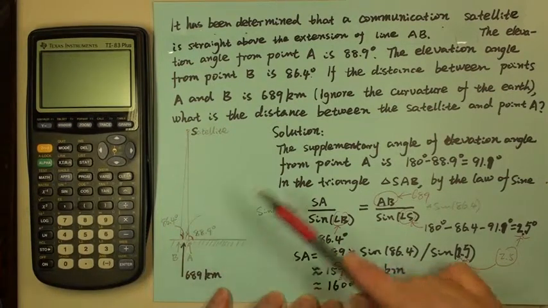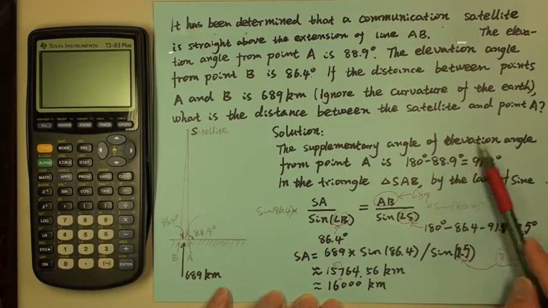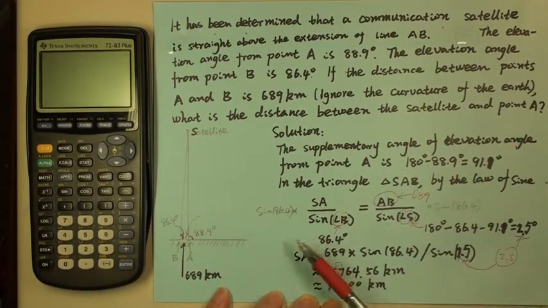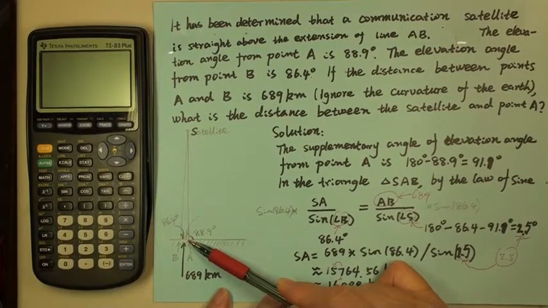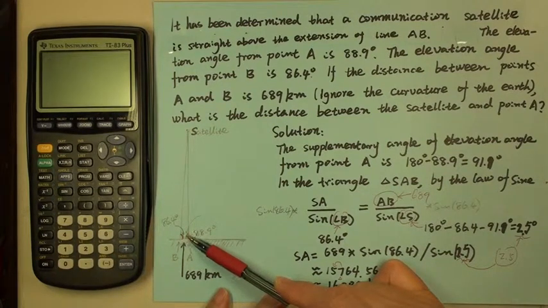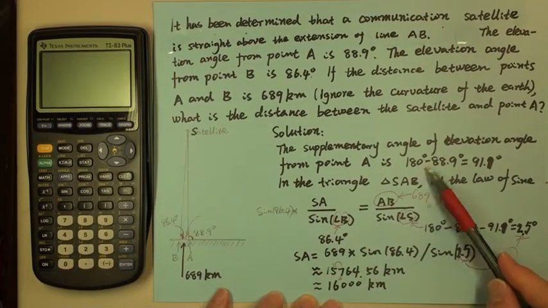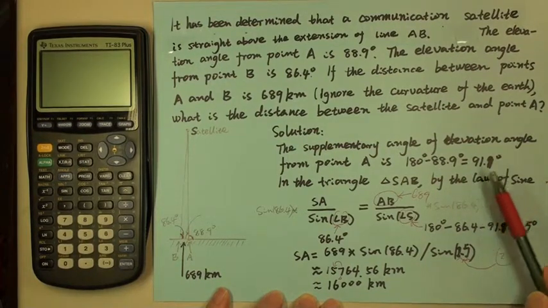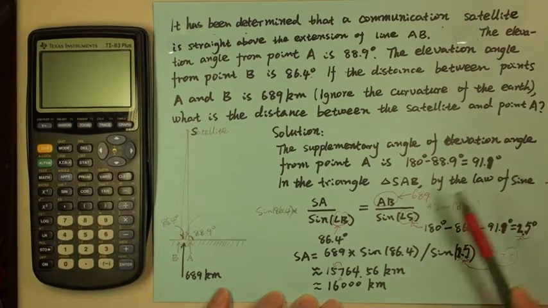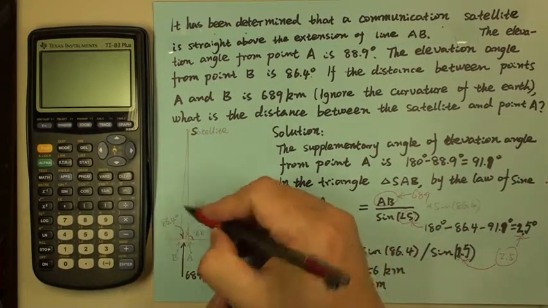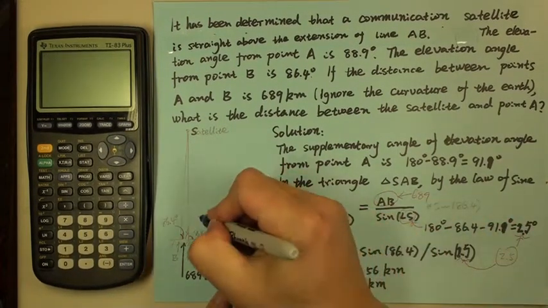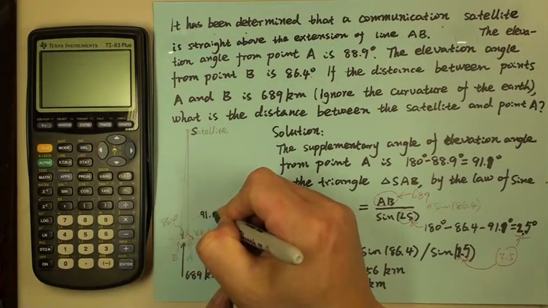Now look, the supplementary angle of the elevation angle from point A is what? This angle is 88.9, then this angle is 180 minus 88.9, which is 91.1 degrees. So you may put 91.1 degrees.